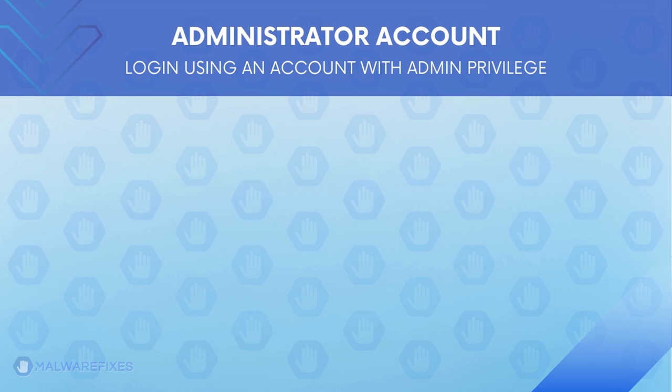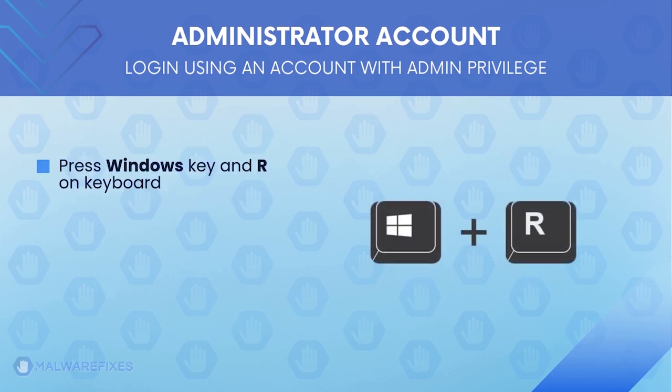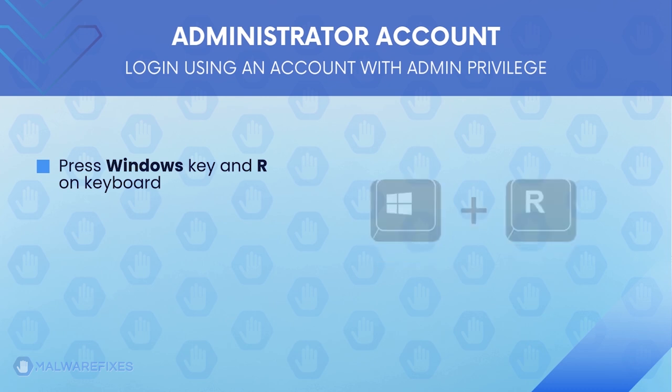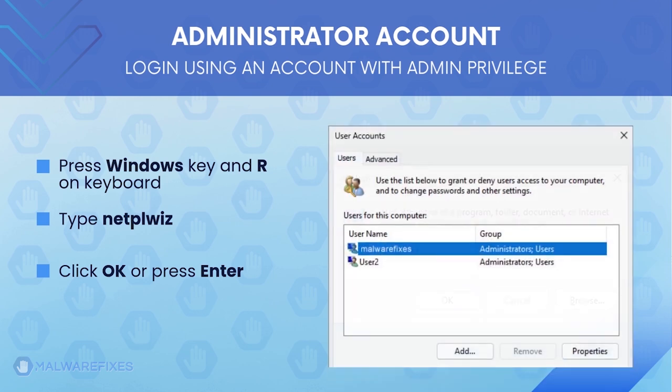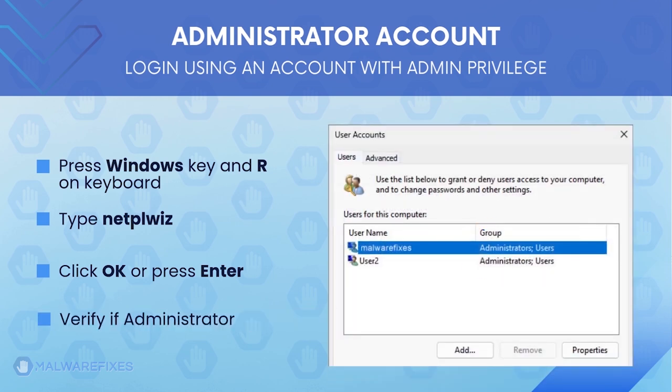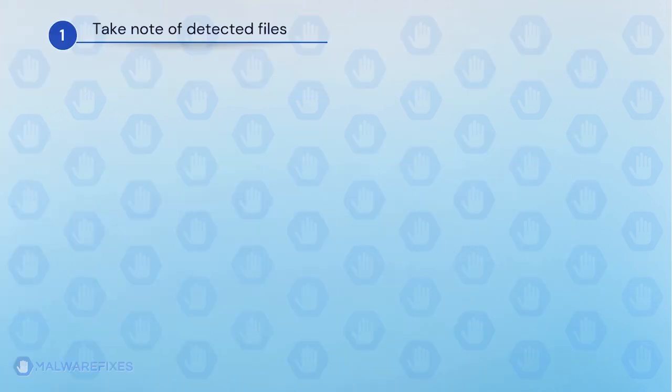Before we begin, make sure that you are logging in with an administrator account. To check for this, press Windows key and R on your keyboard. Then, type netplwiz in the field, click OK, or press Enter on your keyboard. The User Accounts window will display. It will show if the current account is an administrator. After confirming that your account is an admin, we can now go ahead to the procedures.